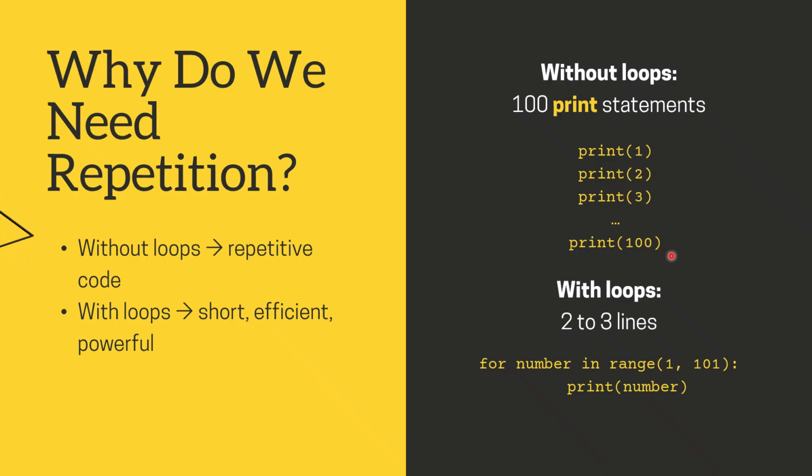But instead, with a loop, you can just write like 2 or 3 lines of code and get the same result. So basically, loops save us time. They also reduce mistakes and they allow programs to handle large, repetitious tasks automatically.